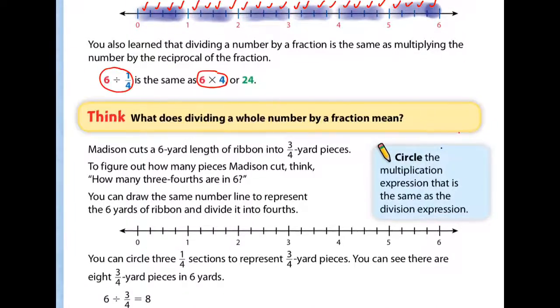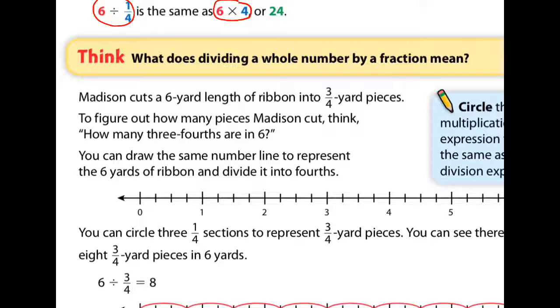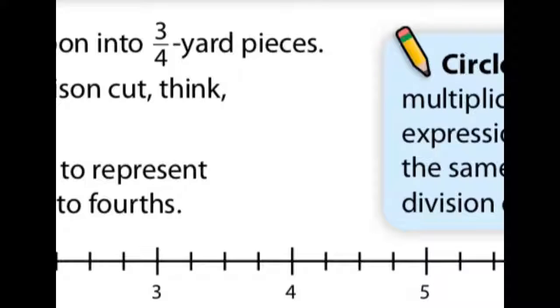Now, this is a similar problem, but it's a little bit different. So this says, Madison cuts a 6-yard length of ribbon into 3/4 yard pieces. To figure out how many pieces Madison cut, think how many 3/4 are in 6. All right, so I'm going to write down that problem again. Remember, this time instead of doing 6 divided by 1/4, we're doing 6 divided by 3/4. And remember, that means how many 3/4 are in 6.